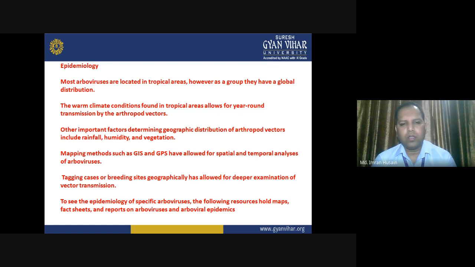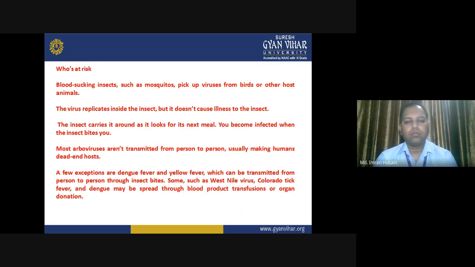To see the epidemiology of specific arboviruses, the following resources hold the information. Who is at risk? So, if the arbovirus is present, who are the individuals who are at an exposed level of risk?